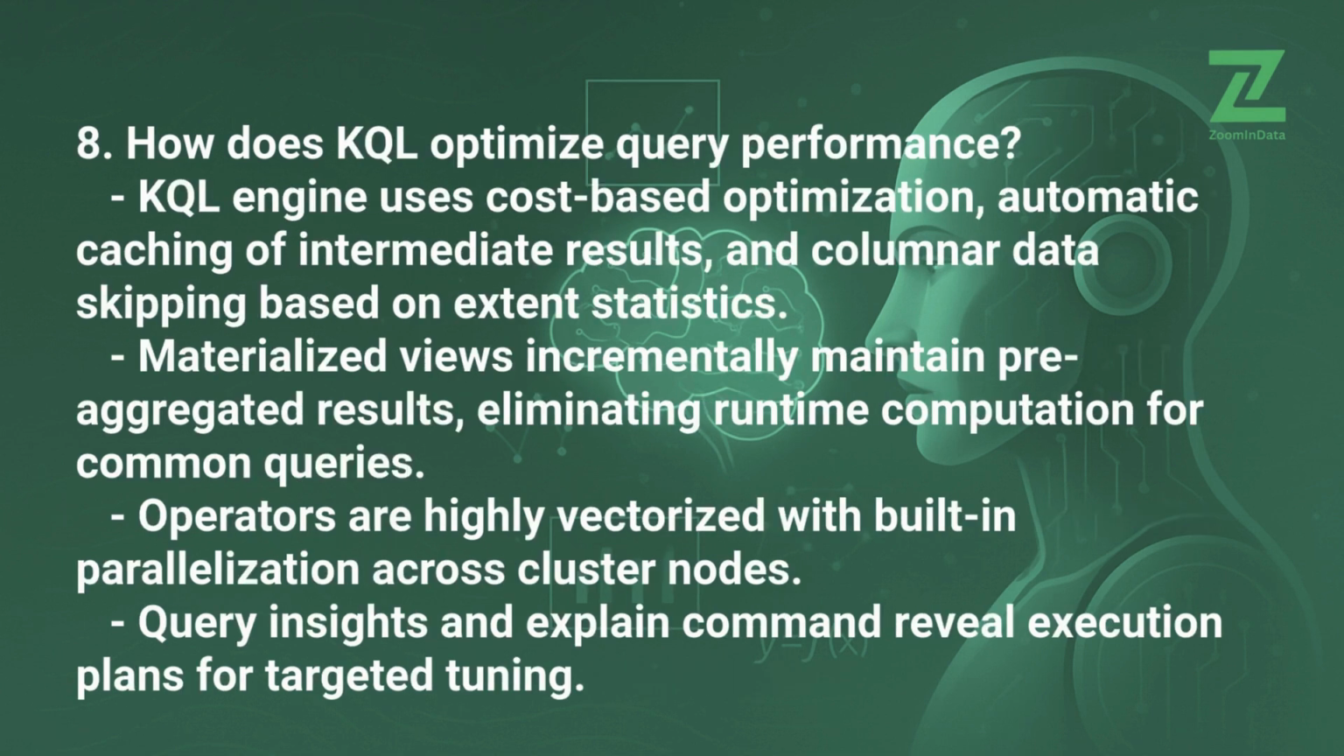8. How does KQL optimize query performance? The KQL engine uses cost-based optimization, automatic caching of intermediate results, and columnar data skipping based on extent statistics. Materialized views incrementally maintain pre-aggregated results, eliminating runtime computation for common queries. Operators are highly vectorized with built-in parallelization across cluster nodes. Query insights and the explain command reveal execution plans for targeted tuning.